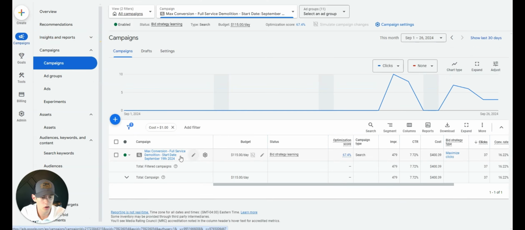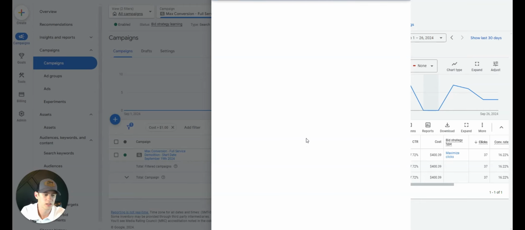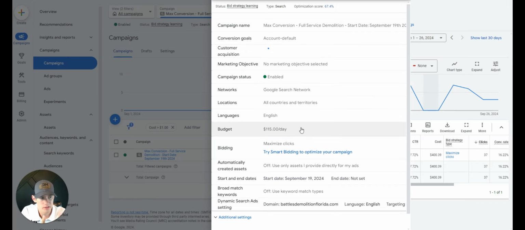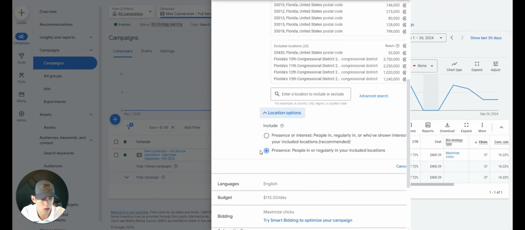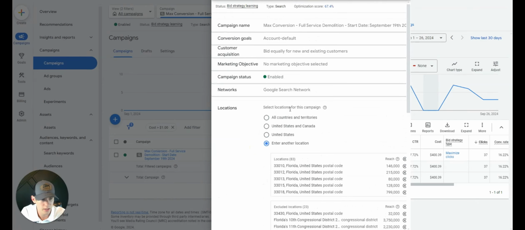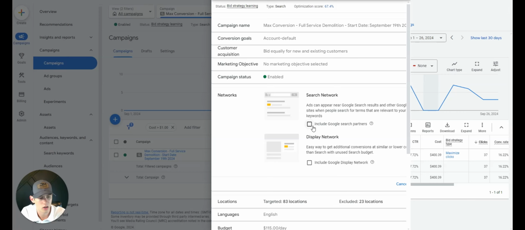We start them all off on max clicks. So here we've got our max clicks set to, since it's in Miami, it's a little bit more competitive, we've got it set to $10. Make sure all your locations are people in or regularly in. Make sure that you guys are not including search partners in display network.